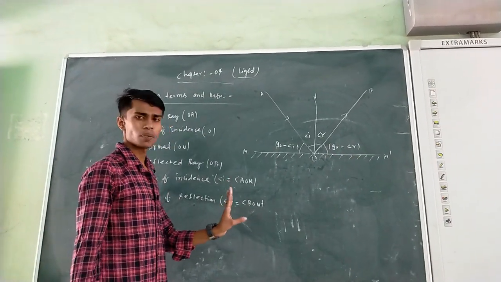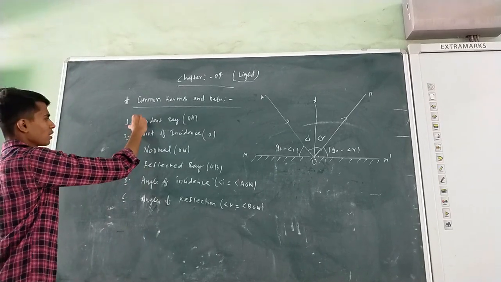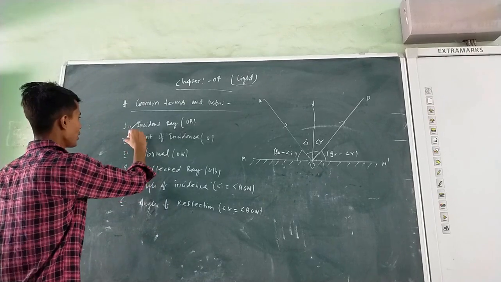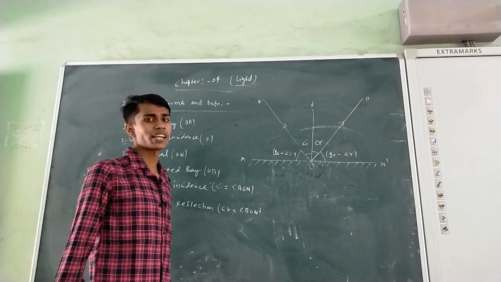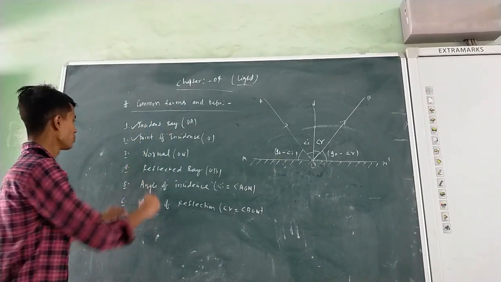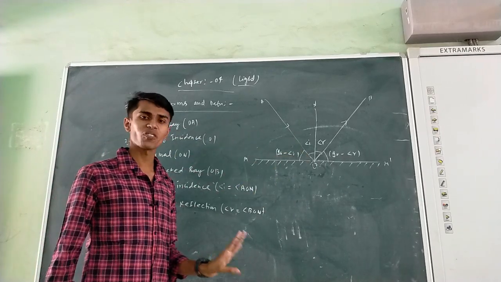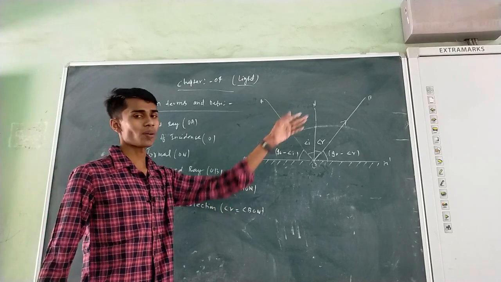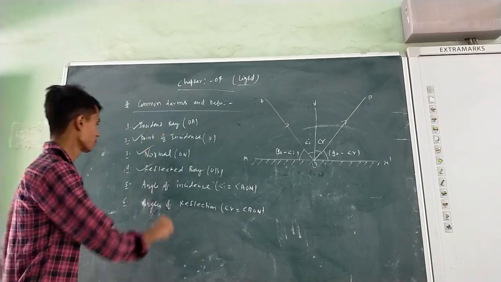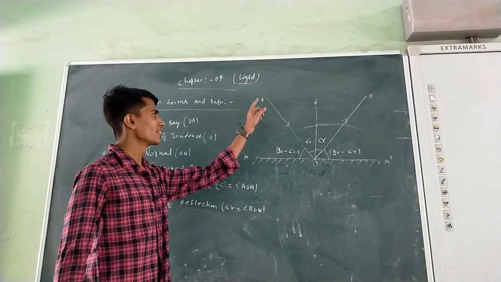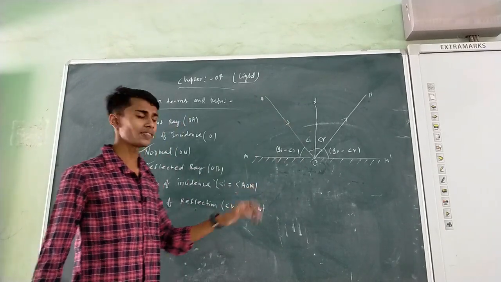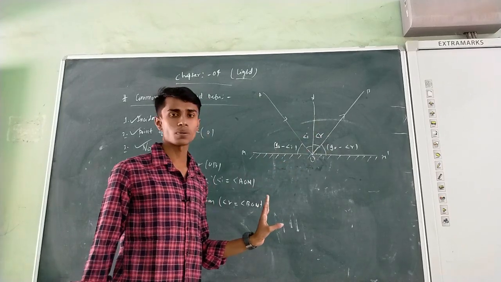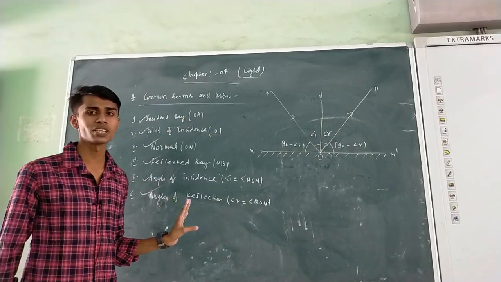Any problem? Now listen, what is the meaning of incident ray? The light ray which falls on the surface is called incident ray. What is the meaning of point of incidence? The point on the surface where incident ray falls is called point of incidence. What is the meaning of normal? The perpendicular drawn at the point of incidence is called normal. What is reflected ray? The light ray returned from the surface after reflection is called reflected ray. What is the meaning of angle of incidence? The angle between incident ray and normal is called angle of incidence. And what is the meaning of angle of reflection? The angle between reflected ray and normal is called angle of reflection. These are basic, common terms and definitions.